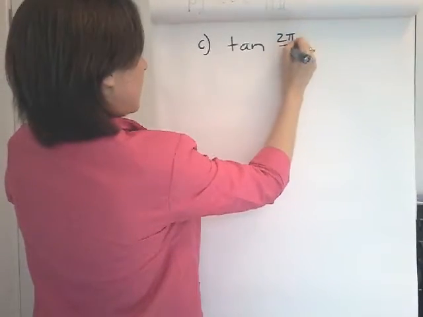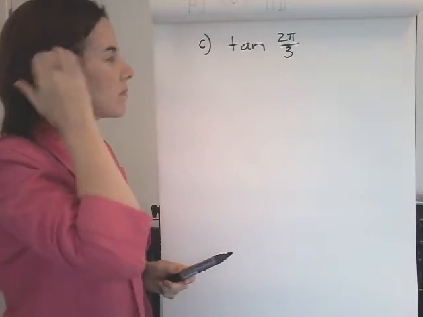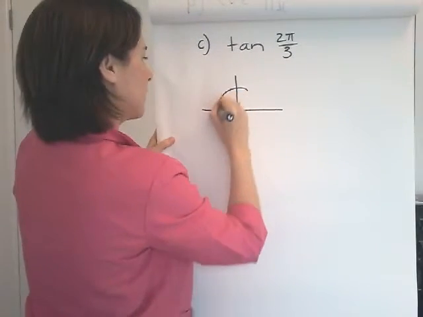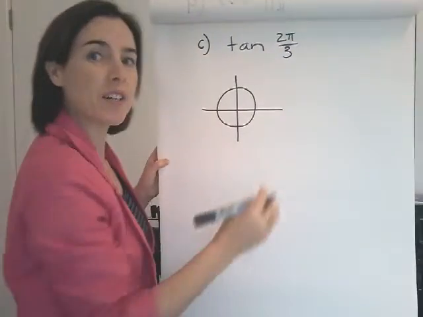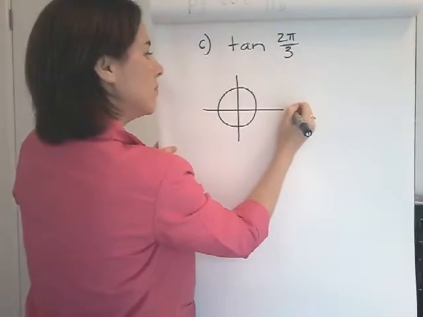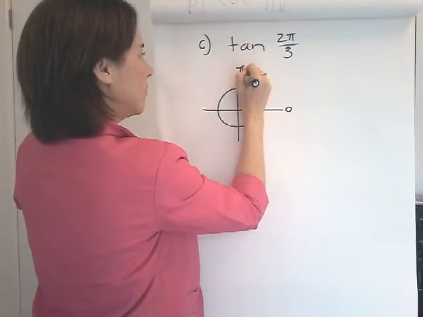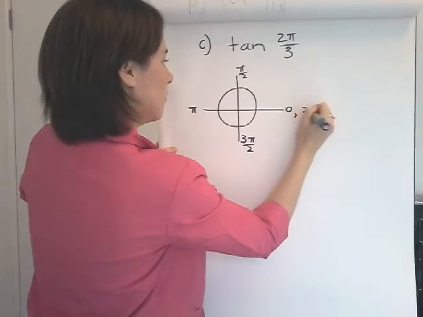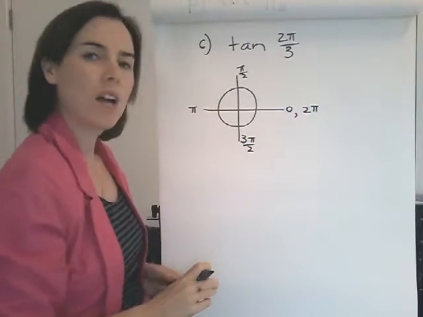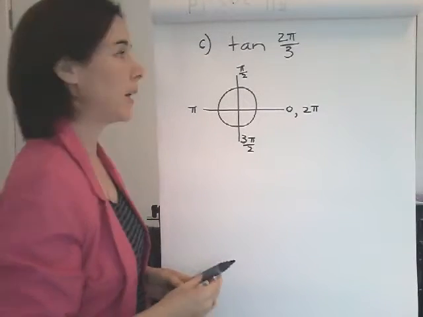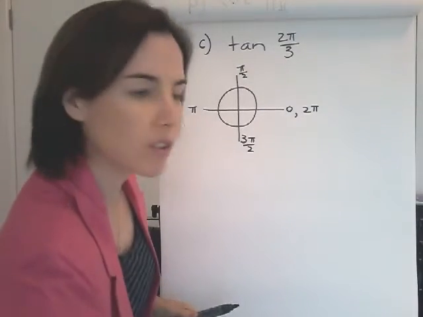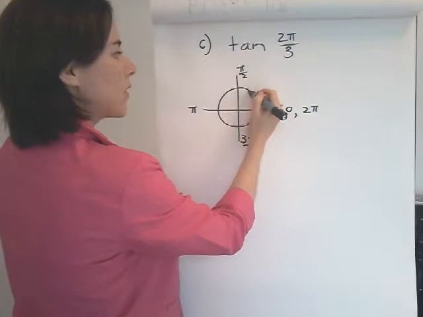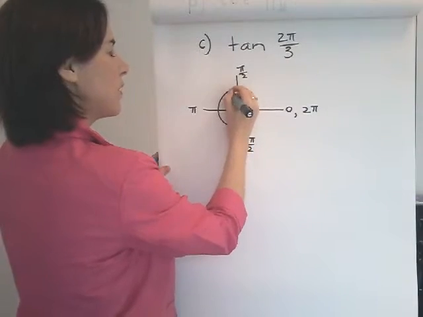Tan 2 pi over 3. Draw it. Pi, and I notice we're working in radians again. And find where 2 pi over 3 is on your unit circle. We've got 1 pi over 3 is about here, so 2 pi over 3 is about here.